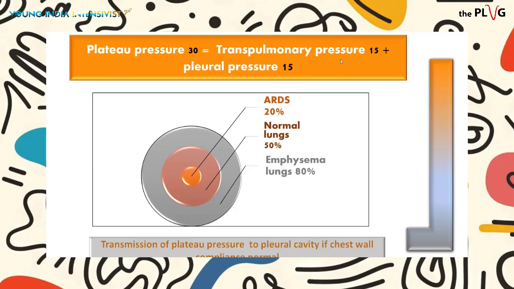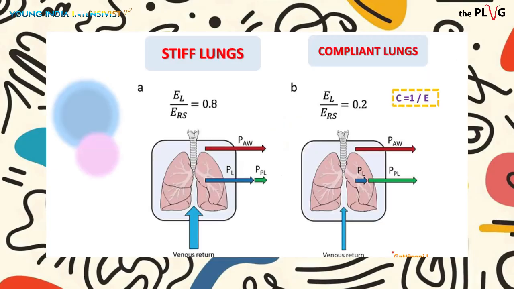Now, what is the transmission of plateau pressure to the pleural cavity if chest wall compliance is normal? Please note, if chest wall compliance is normal. In normal lungs, 50% gets transmitted to the chest wall cavity, and in ARDS only 20%, because most of it is used in distending the lungs, and in emphysema 80% goes to the pleural cavity. These are just rough numbers, but the chest wall compliance has to be normal. If the chest wall is stiff or more compliant, then these numbers change.